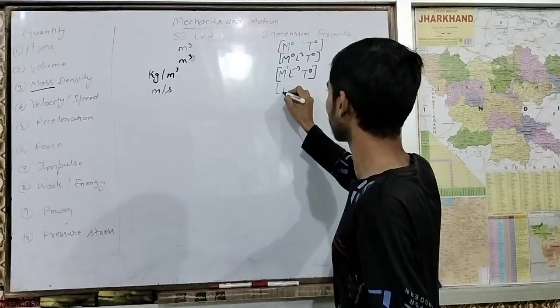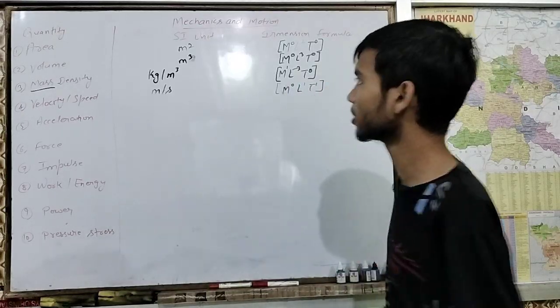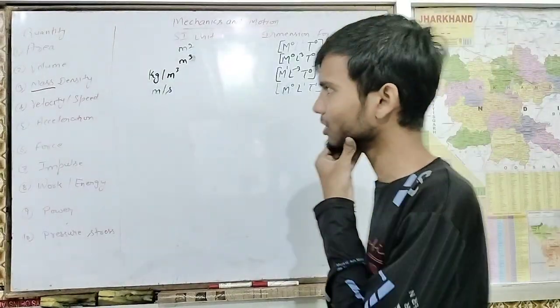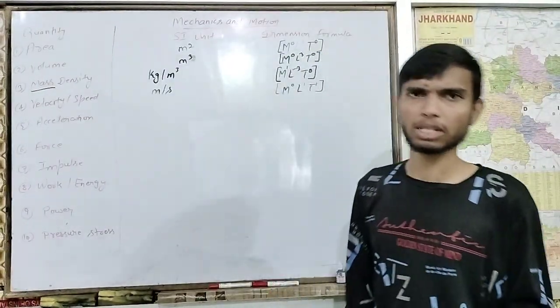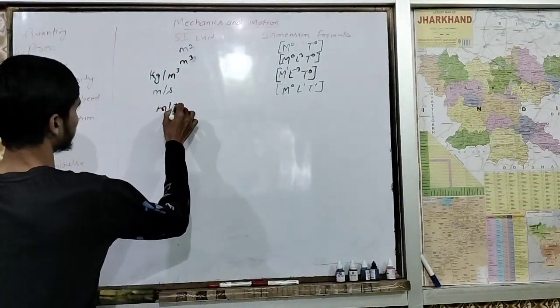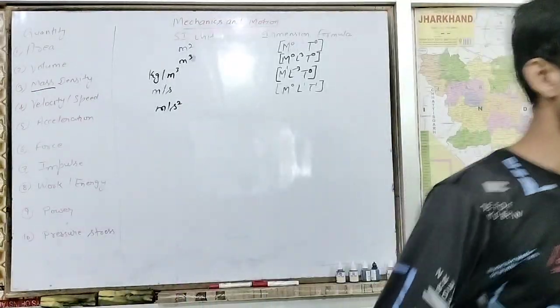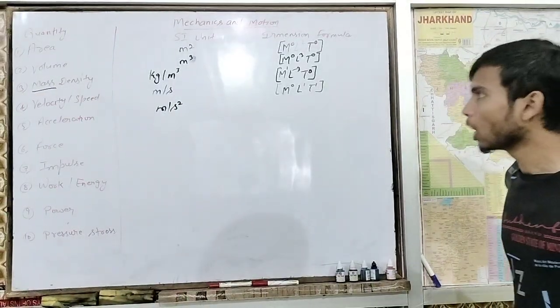So for mass it would be M0, L1 and T1. This is the complete dimension formula. Now next we have acceleration. You know that, just s raised to power 2. That's it. Meter per second square. This is the unit for acceleration. Meter per second square is just acceleration.